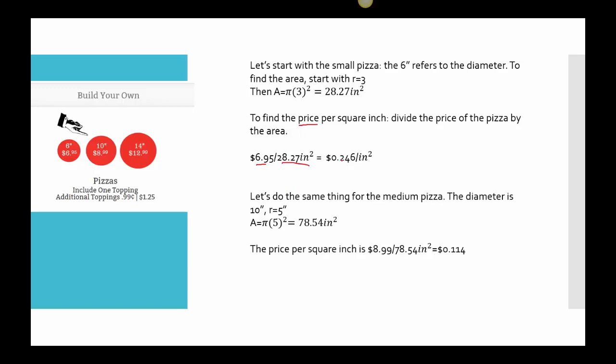Okay, so let's keep comparing to see if it's cheaper per square inch if I buy medium. Medium says 10 inches. Make sure you remember that's diameter. Divide by 2 to get the radius. Now that I have the radius of 5, I can square it, multiply by pi, and I get 78.54. Again, it's price first. So the price, $8.99, per 78.54 square inches, which gives me 0.114. So already I can see my price per square inch is cheaper if I go to the medium instead of the small.